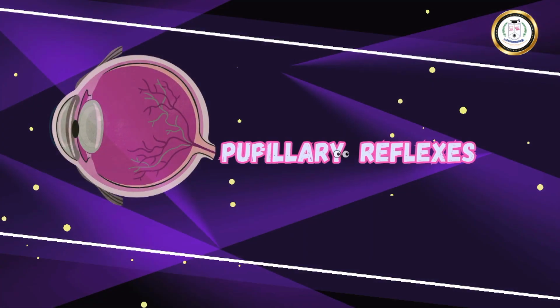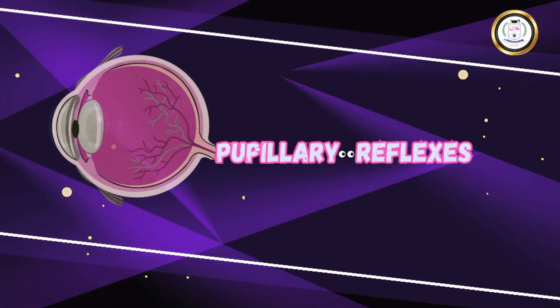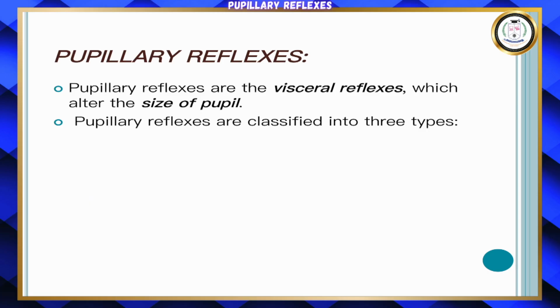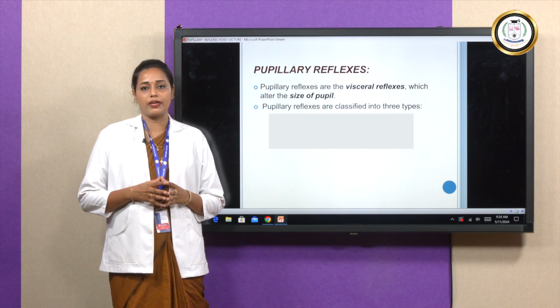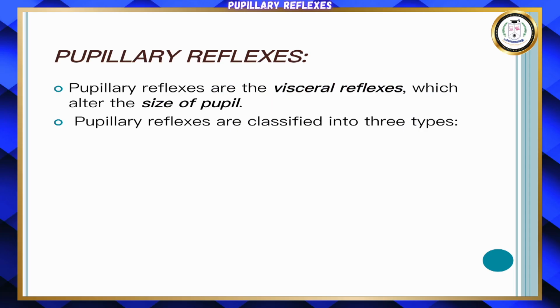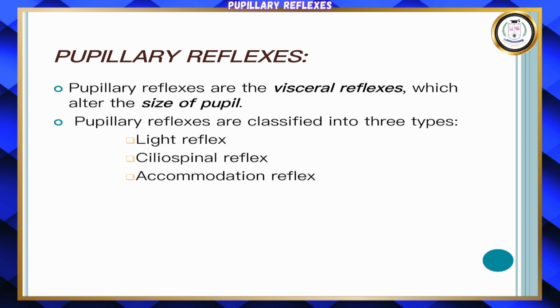In today's lecture, we are going to briefly learn about pupillary reflexes. Pupillary reflexes are also called visceral reflexes. This reflex helps in the alteration of the size of the pupil. In general, pupillary reflexes can be classified into three types. The first one is light reflex, the second is ciliospinal reflex, and the last one is accommodation reflex.